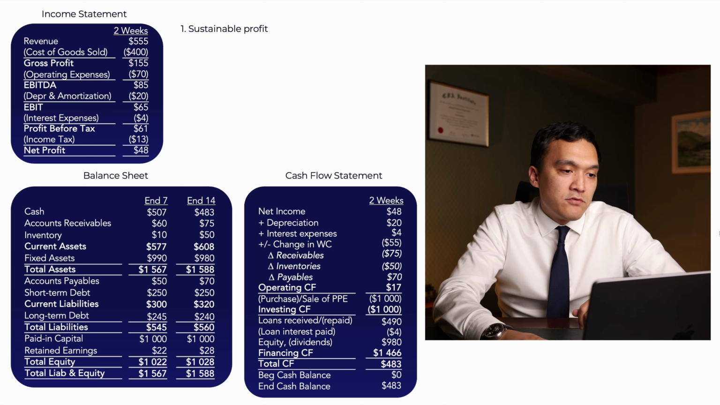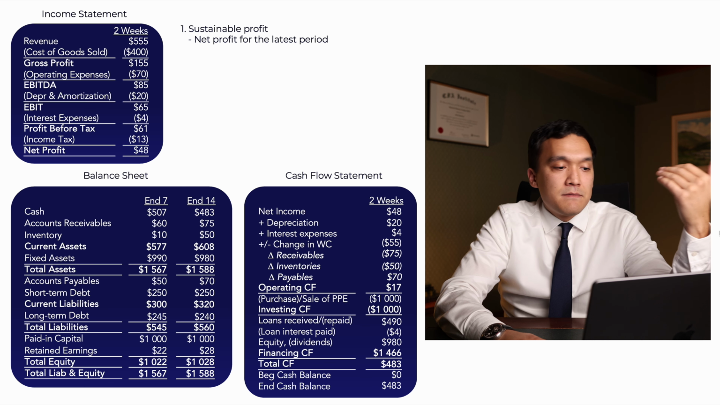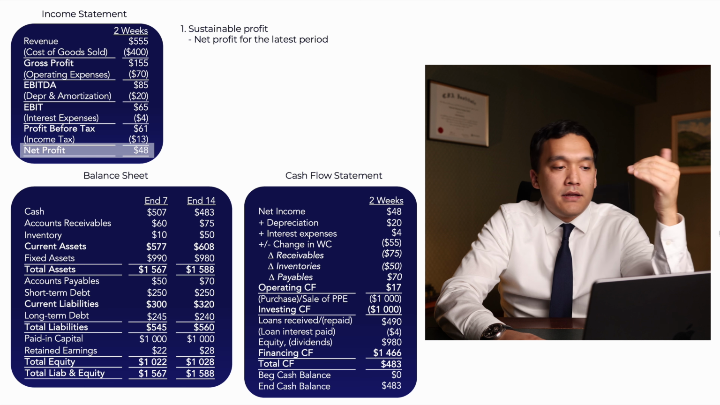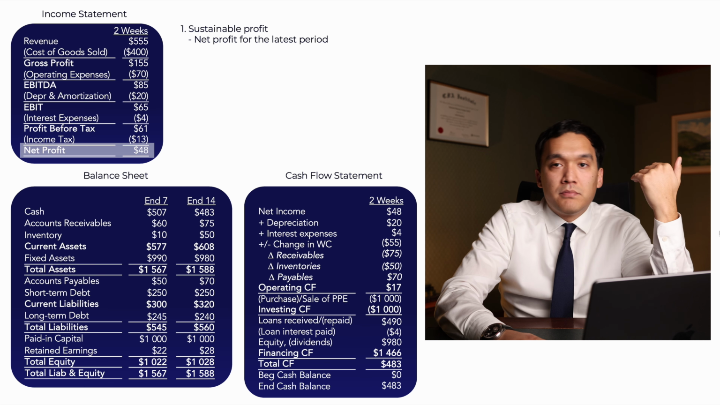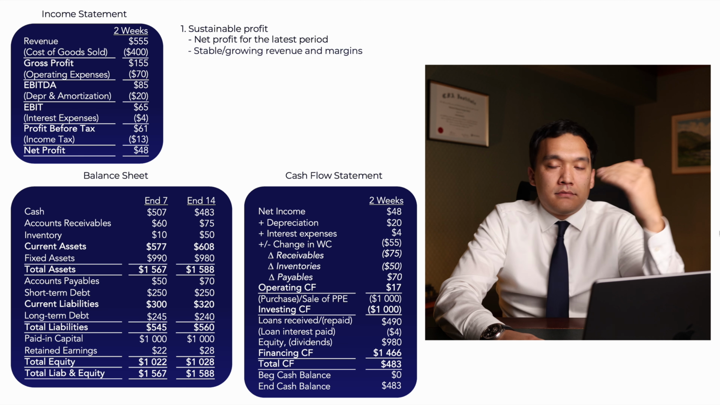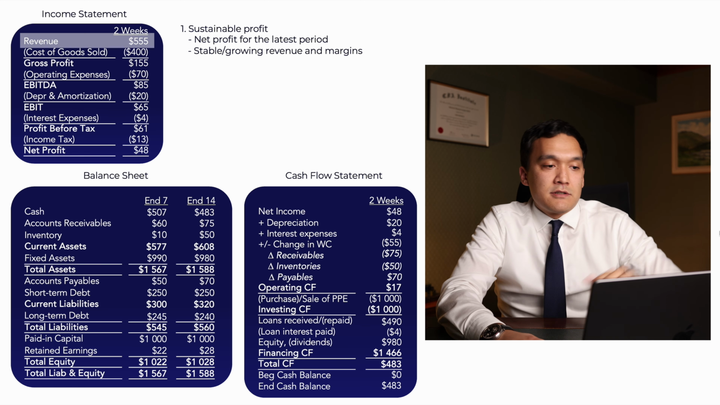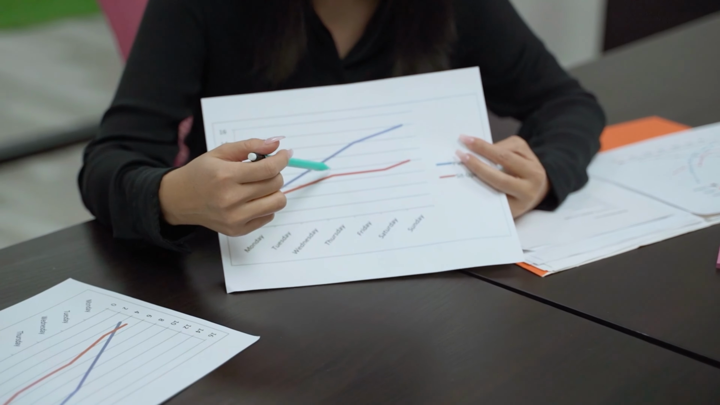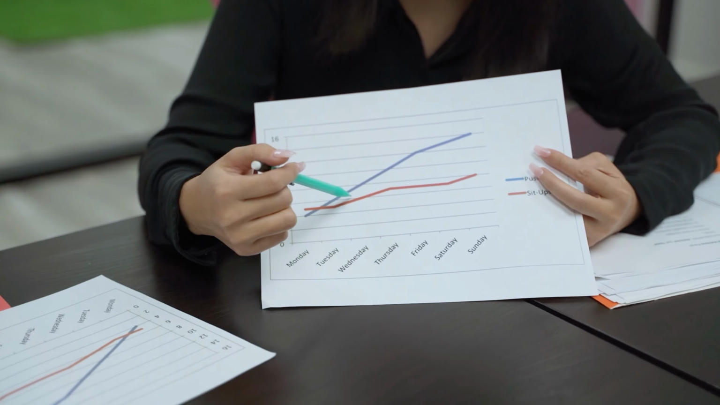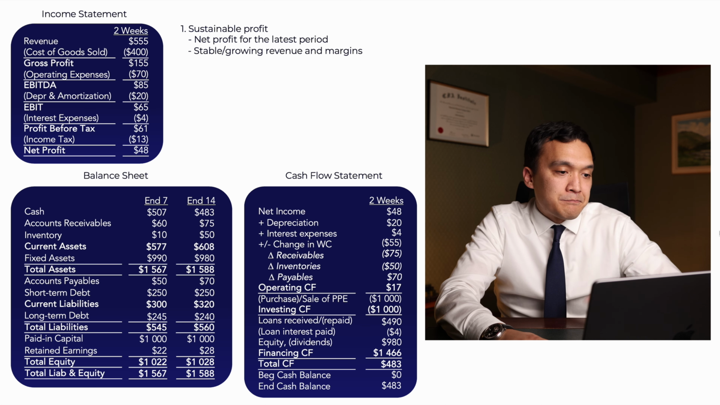So, sustainable profit. The first thing I do when I receive financial statements is go to the income statement, to the bottom line, and see if the company is profitable or not. Then I would look at revenue. Is it stable or growing compared to previous periods? Ideally we want to see stable or growing revenue. If our revenue is declining, it would be a yellow flag that we need to look into.